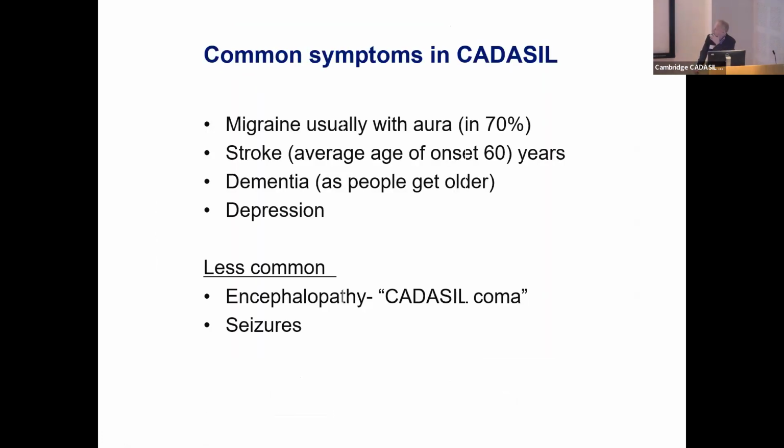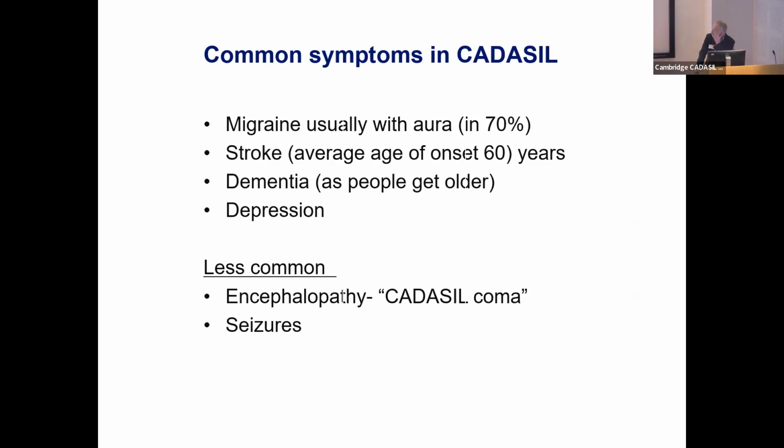So these are the common symptoms of CADASIL. About 2/3 of people get migraine. Migraine usually has aura, so that's where you get visual abnormalities, or you might get tingling down one side, or you might get speech abnormalities followed by headache. That's relatively rare in the general population with migraine. Most people get migraine without aura, but in CADASIL, most people get migraine with aura.